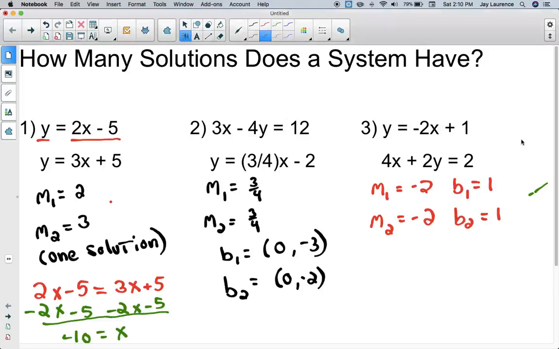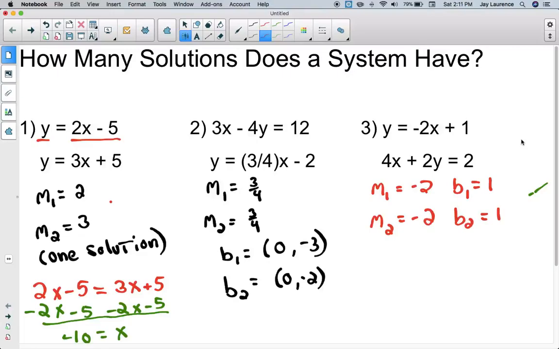How many solutions does a system have? Well, you check the slopes. If they're different, there's one solution. You can find it using substitution, elimination, or graphing. Sometimes graphing is not the best choice, but we've talked about that before. If the slopes are the same, we need to check maybe the x-intercepts, maybe the y-intercepts, maybe another point. If that other point or that intercept is different, then the lines are parallel and there will be zero solutions. The lines will not cross, and that's what a solution is, the place where the lines cross.